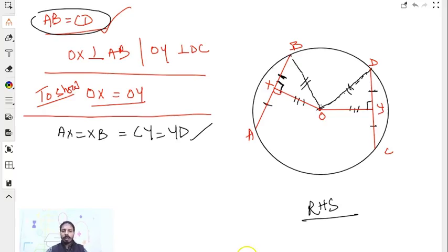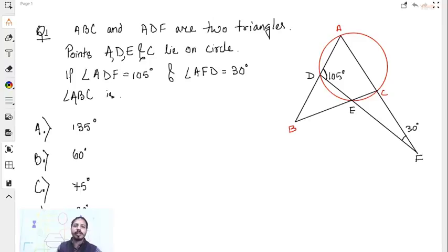So guys, that's all from the most important theorems that you will be needing in class 9 to solve approximately all the questions that you will get. Now let us also go through a few of the numericals. The first question to you is this. Let me see how many of you can answer. ABC is a triangle, and ADF is some triangle. They are saying that points A, D, E, C are lying on the circle, that means these are concyclic.